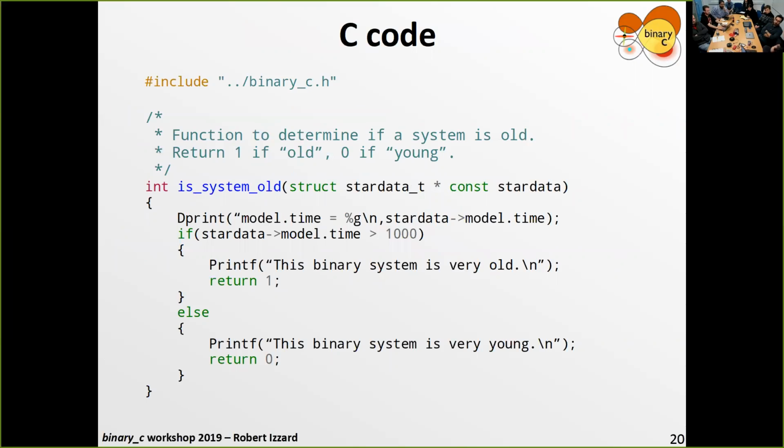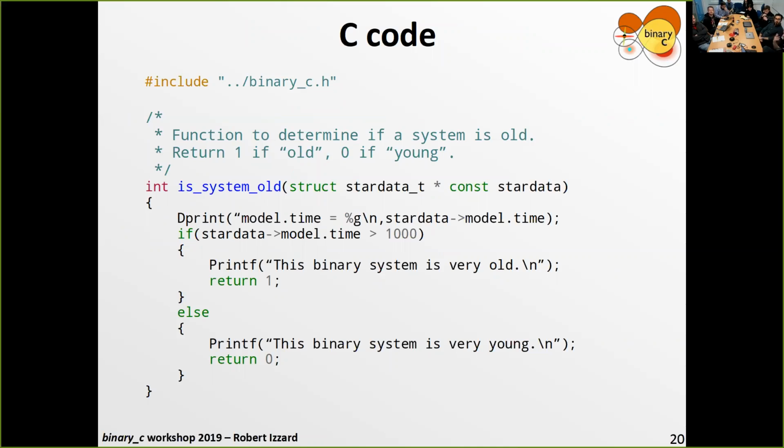Okay, so how does a chunk of C code in the code actually look? Well, here's something I obviously made up because it's not really useful. But a piece of C code would look something like this. The first line would be to include binary C.h. And that's usually in your parent directory because you're in some other subdirectory. So that's why the dot is at the top there.